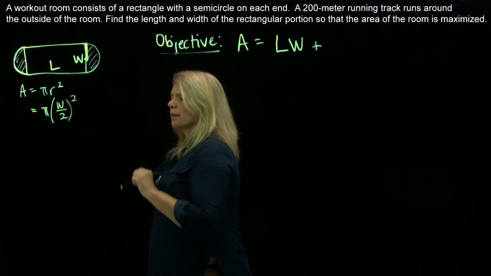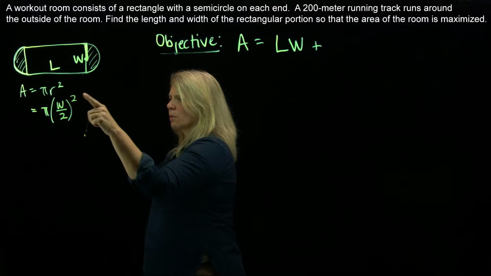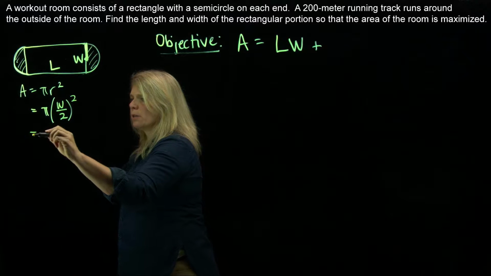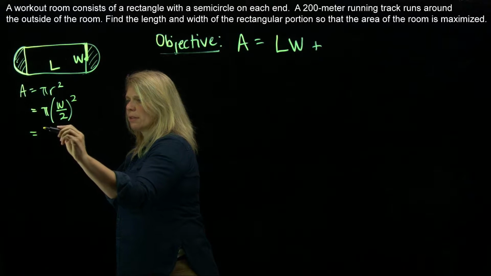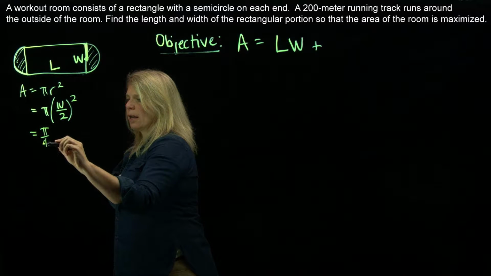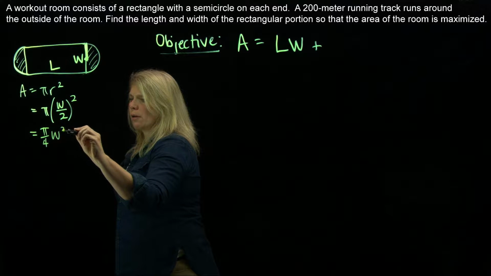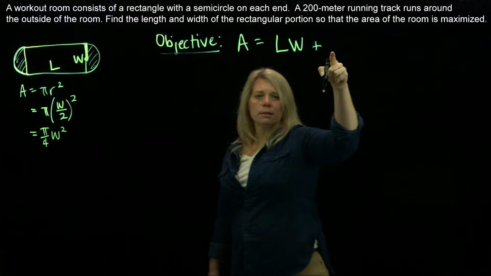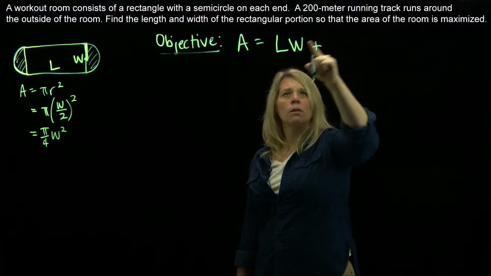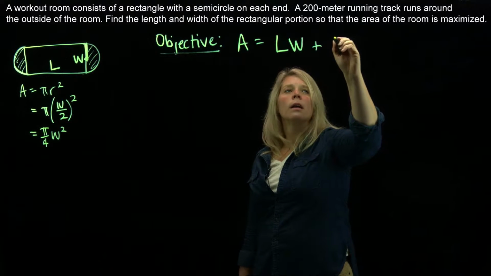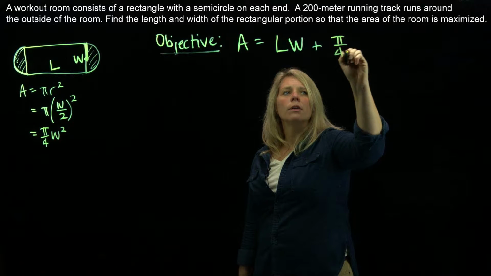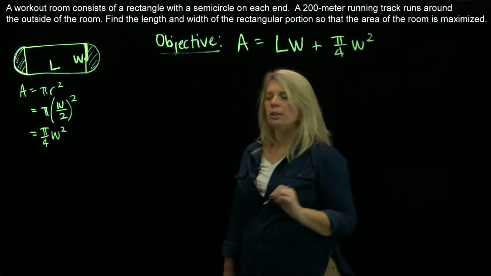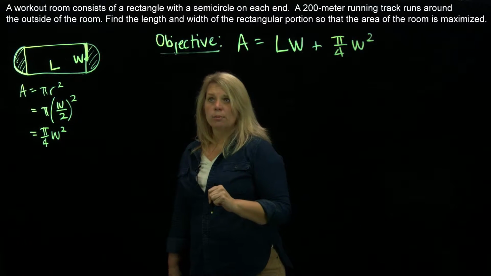I need to square that. All right, so if I simplify that, I square the W and square the 2, maybe put that 4 on the denominator out front here, I can rewrite that as pi over 4 W squared. That's just the area of the circular part here, but that's going to help me here. So this is the area of the rectangular part, and then the area of the two half circles on each end. All right, so there's our objective function.